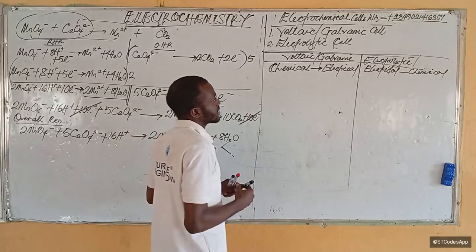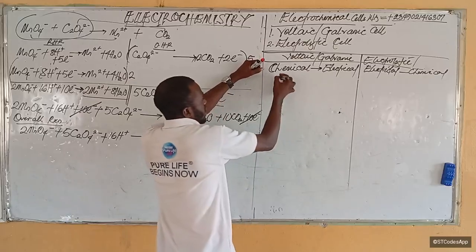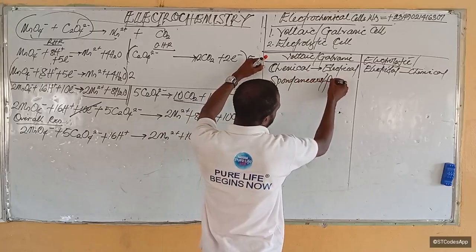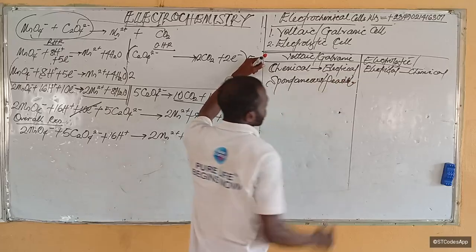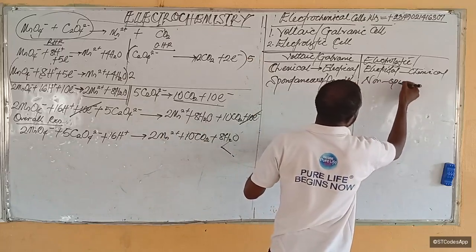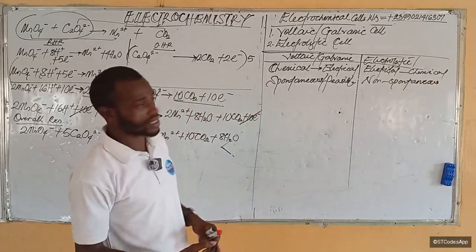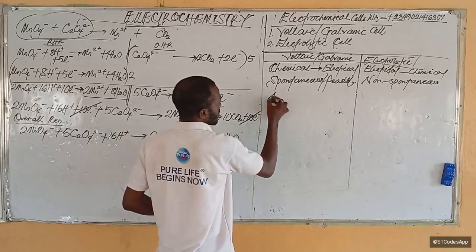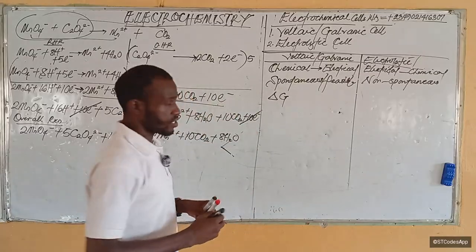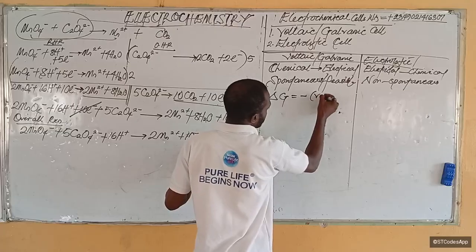Another difference is that in a voltaic cell, the chemical reaction is a spontaneous process, a spontaneous or feasible process. That's another word, feasible process. While an electrolytic cell is a non-spontaneous or non-feasible process. Now, you remember in our thermodynamics, I did show you that the change in Gibbs free energy that denotes the spontaneity of a reaction is a negative value for Gibbs free energy.